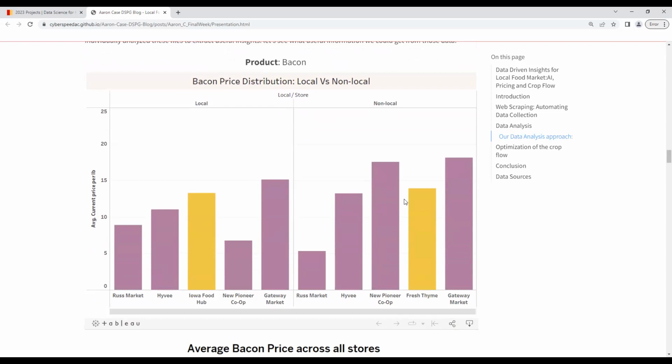Now, this shows the bacon price distribution among all the stores. It is categorized into local and non-local. All the stores in purple color sell local as well as non-local bacon. But if you notice, Iowa Food Hub, in yellow color, and Fresh Thyme are the two brands that sell either only local bacon or only non-local bacon.